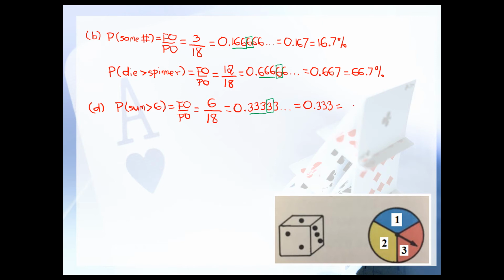And if you turn that into a percentage by multiplying by 100, we're moving the decimal spot 2 units to the right, you get 33.3%.